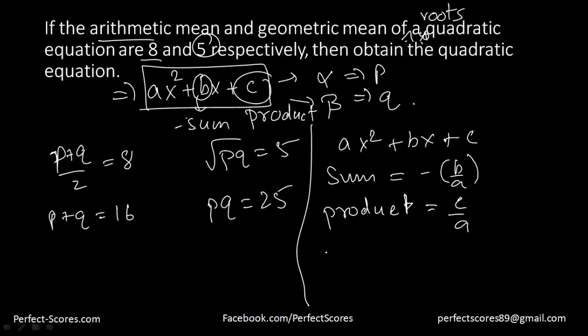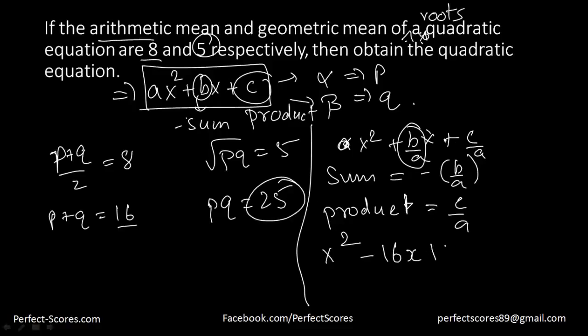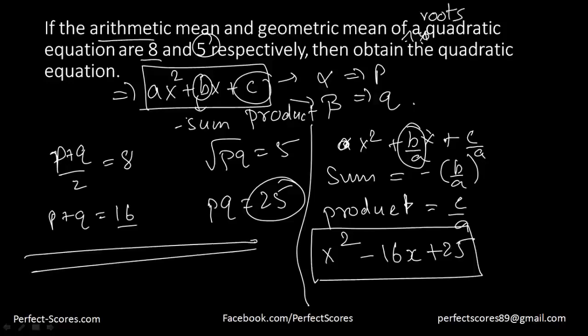So my quadratic equation will turn out to be x square, and I'm just going to do this b by a and this c by a. So this b by a is going to be negative 16 and the c by a is going to be positive 25. So this over here is our quadratic equation. No need to solve the values of p and q. They're going to turn out to be fractions or something. So I suppose you're understanding this.